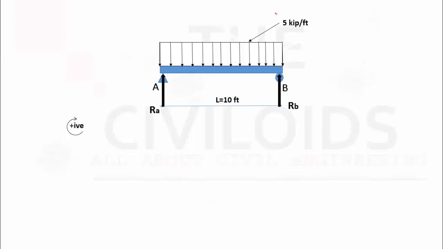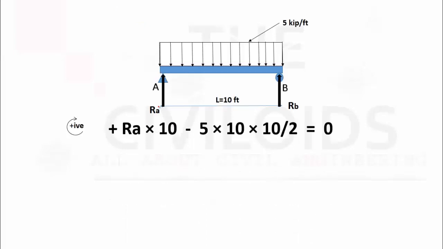Now starting from the left side, the first load acting is RA. The moment of RA will be the magnitude of RA, which we have to find, times its perpendicular distance from A to B, which is 10 feet. So I have multiplied RA by 10. 10 is the moment arm of the reaction RA, and I have given it a positive sign because RA is producing clockwise moment about B.